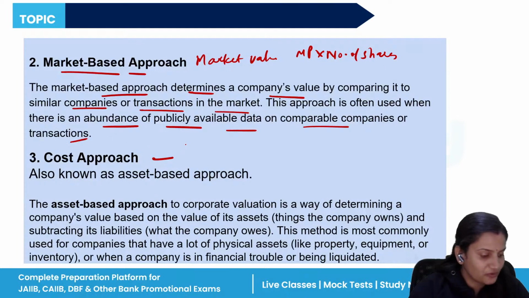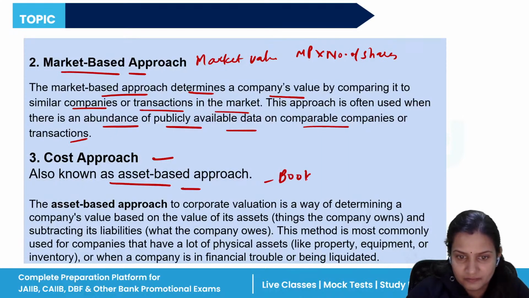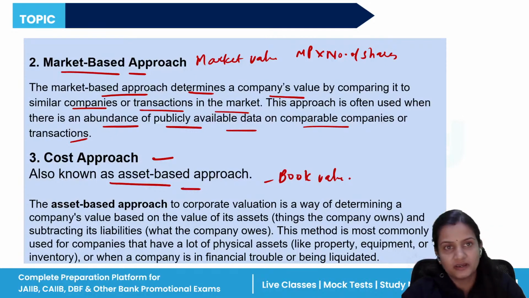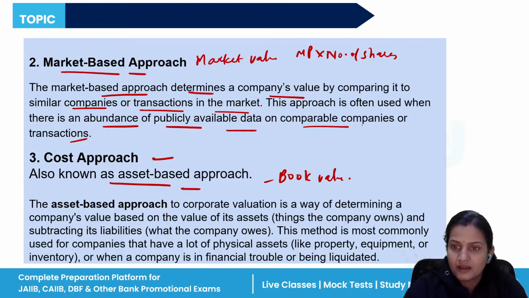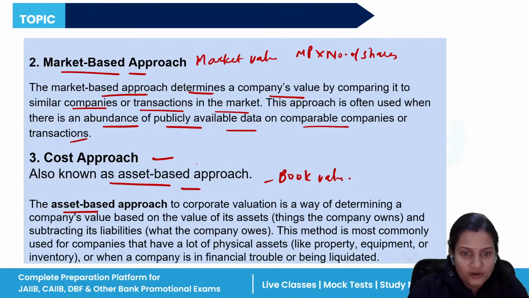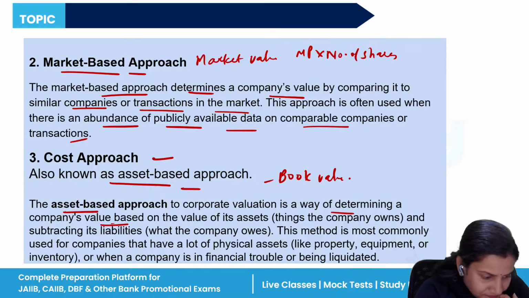Now, what is the cost based approach? That is also known as the asset based approach, the book value. The book value is the amount mentioned in the books of account, that is the cost approach. At which cost you have bought the company, at which cost you have acquired all the assets, at which cost you have made the investment. The asset based approach or cost approach is a way of determining a company's value based on the value of assets. Am I clear till over here? Tell me, is everything fine?